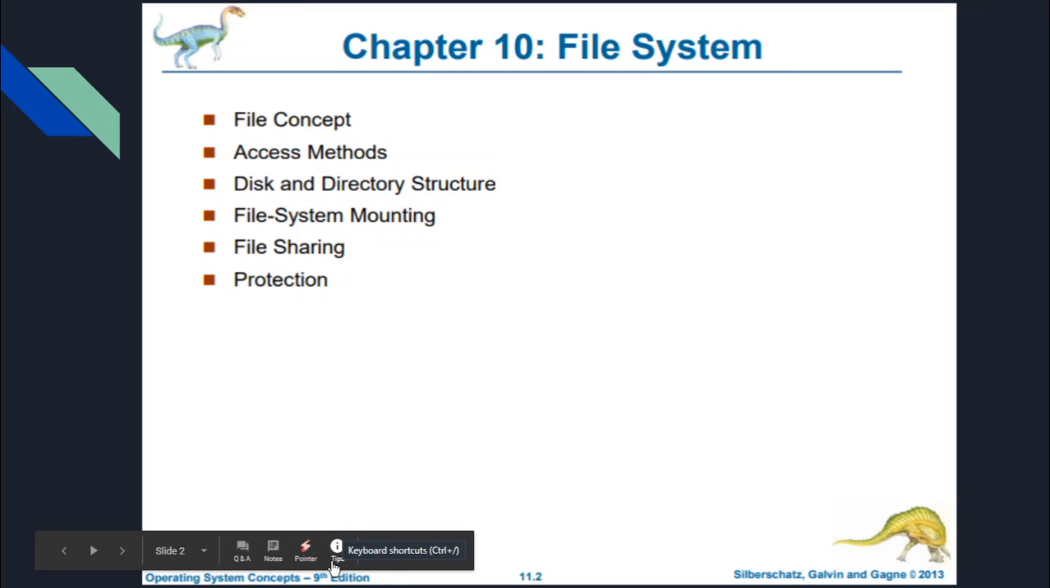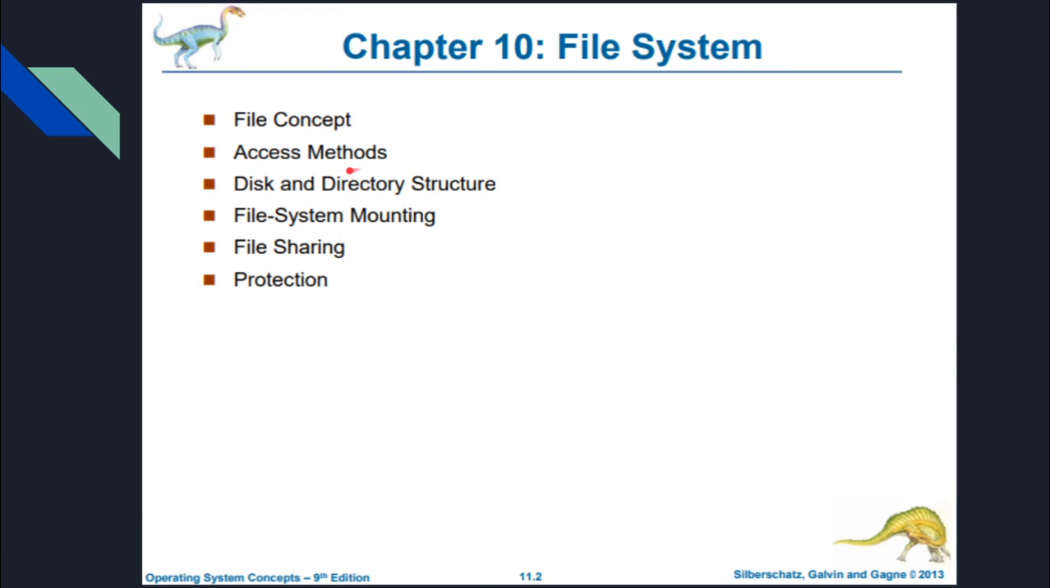In the file system, these are the topics we are going to see. What are the basics of the file concept, what are the access methods of the file, and how they are organized on a disk, the access directory, and how the file system can be mounted. Mounting actually means we are mounting a group of files into a directory. That is called mounting.